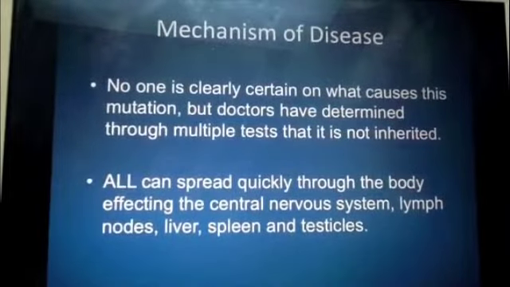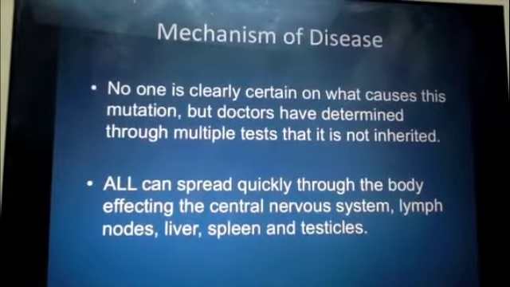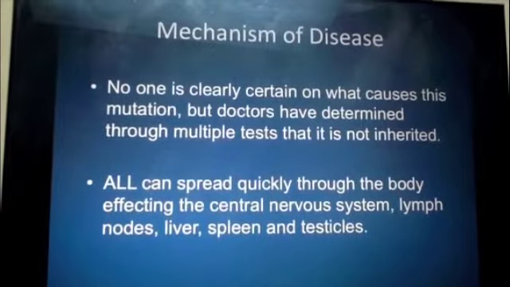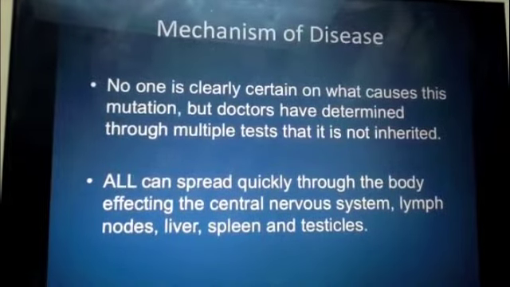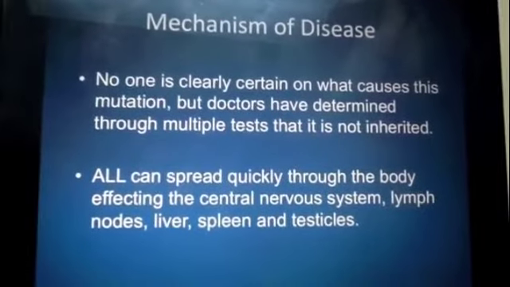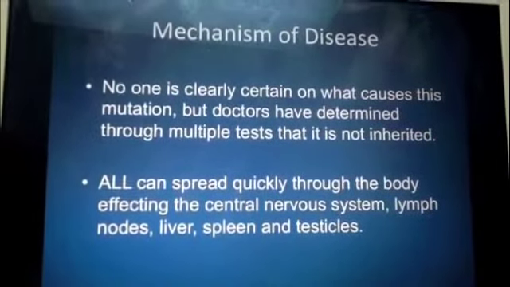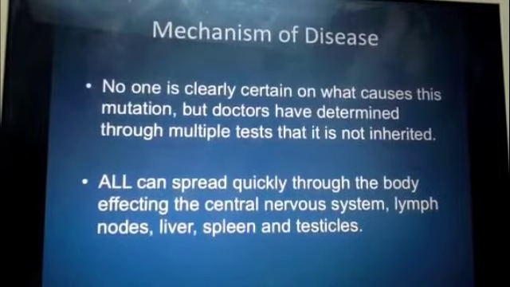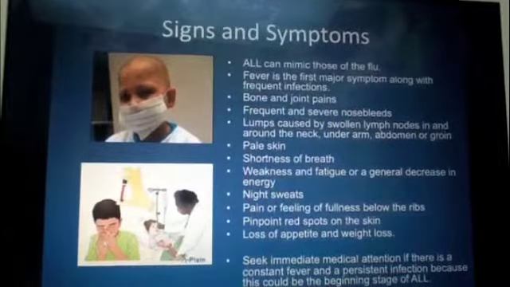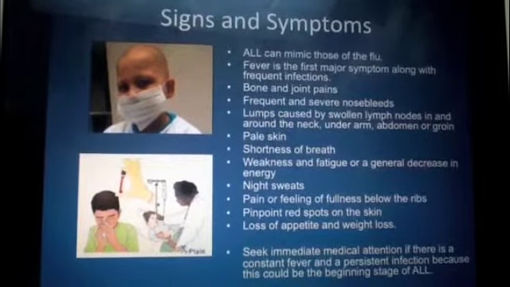No one is clearly certain what causes this mutation, but doctors have determined through multiple tests that it is not inherited through family members. ALL can spread quickly through the body, affecting the central nervous system, lymph nodes, liver, spleen, and testicles, causing them to shut down rapidly. Signs and symptoms of ALL can mimic those of the flu.